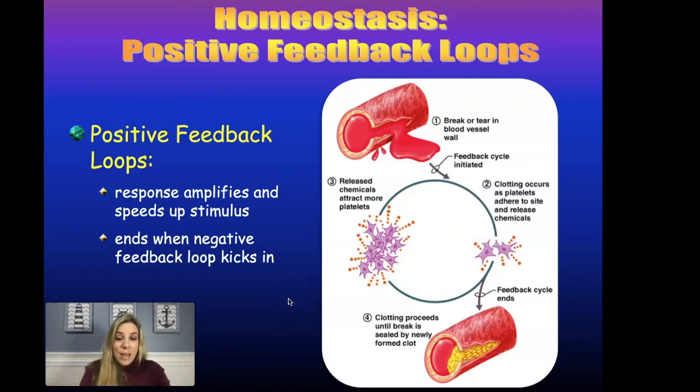Other examples of this, childbirth. So when a woman's in labor, the kicking in of the labor will result in an increase in oxytocin, which causes more contractions and more labor, which causes more oxytocin, which causes more labor. And that keeps going on. And the end to it is when the baby is actually born. That will kick in the negative feedback mechanism. Same thing for lactation. The more the baby drinks the milk, the more milk that will be produced, which causes more drinking, which causes more milk, etc., until you wean the baby. So those are some examples of positive feedback loops.